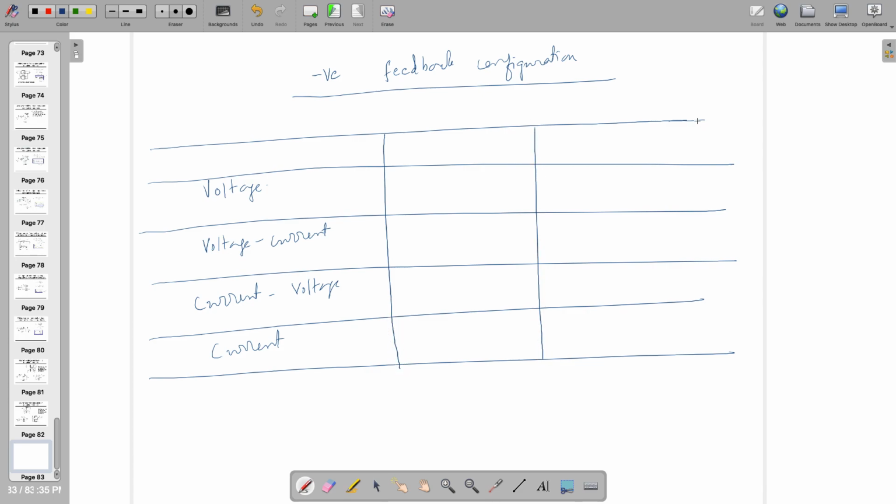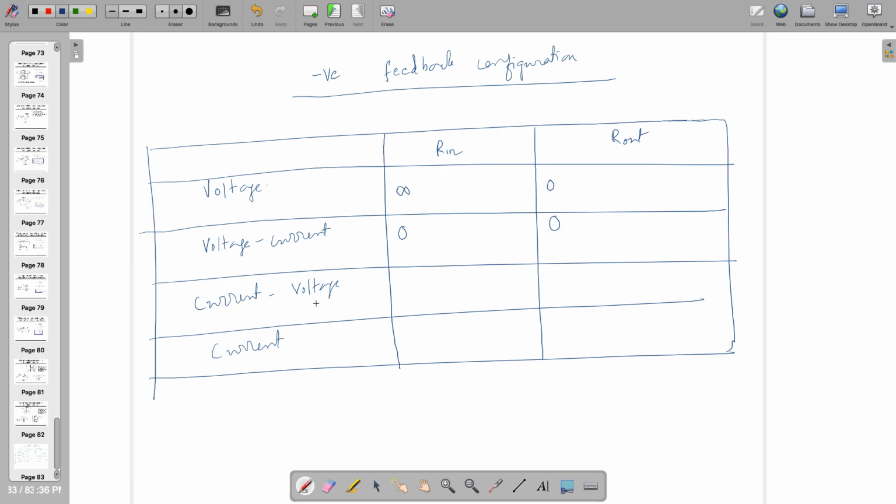So if you look at the resistances or the impedance, you can directly write down that if it is a voltage controlled voltage source, you want this one to be infinity and this one to be 0. If it is voltage to current, we want the output to be voltage, so it has to be 0, and on the input side it has to be infinity. Sorry, input side it has to be 0.